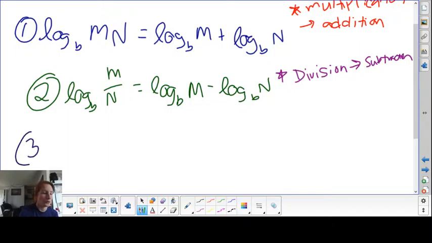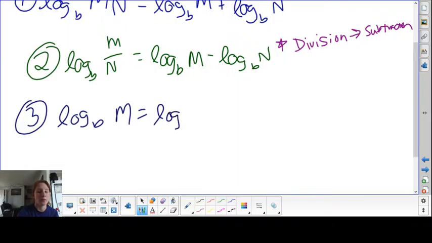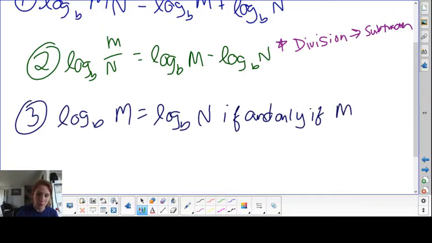My third rule tells me that, can you see me? Can you see everything? Okay, I'm going to scroll up just a smidge. Log base b of m is equal to log base b of n if and only if m is equal to n. So I get to say that those guys are equal when I have equal stuff. Kind of makes sense there.